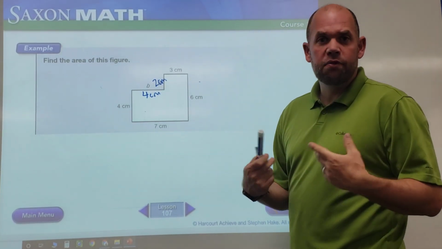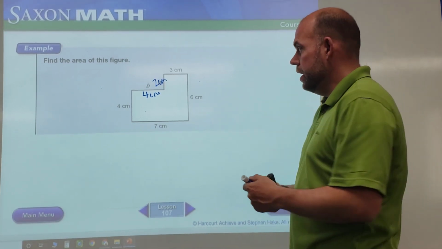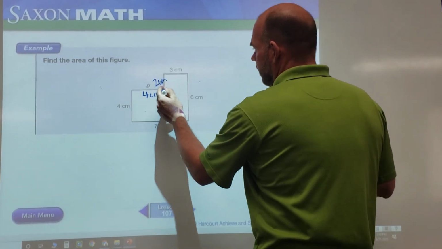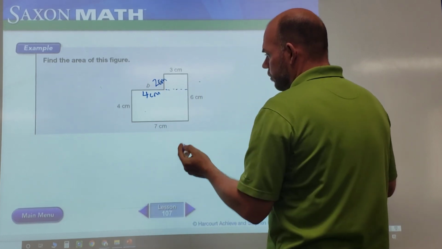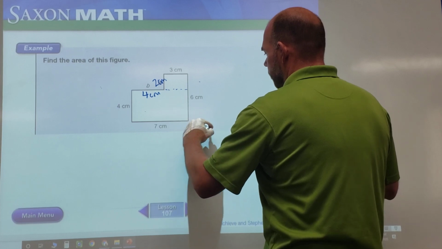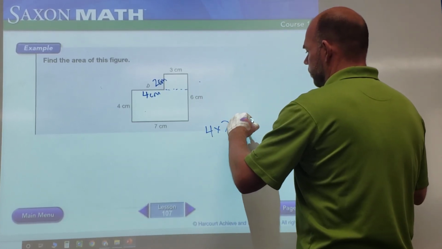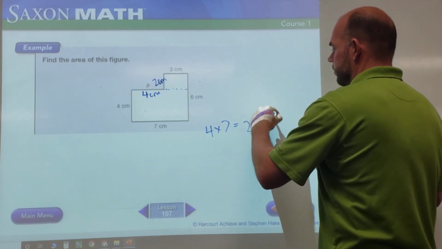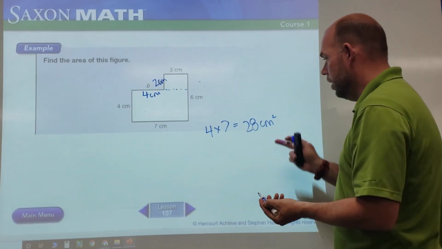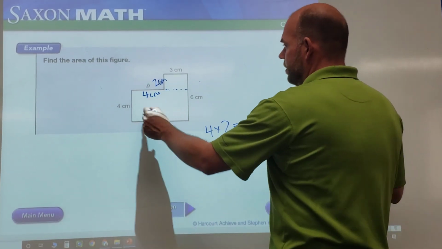Now we know the formula for calculating area is the width times the length, right? And so if we extend this out, let's do this big one first. We know that this is 7 centimeters by 4 centimeters. So 4 times 7, and centimeters times centimeters, equals 28 centimeters squared. All right? So we've done this big box here.